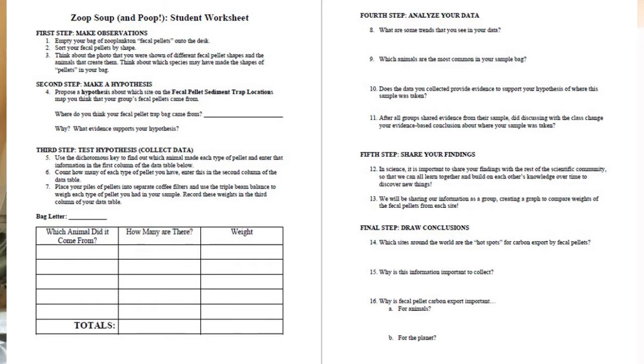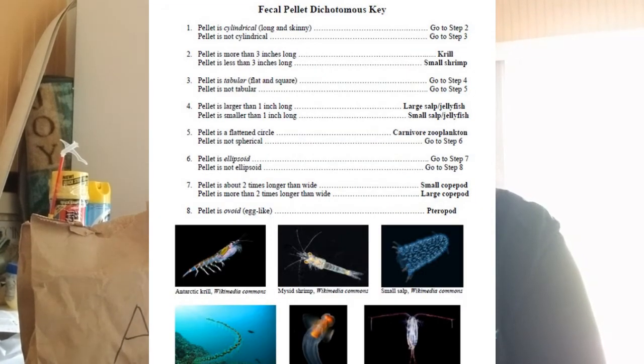There's a variety of questions to guide them through the thinking process and to really drive home the structure of the scientific method. Then the students use a dichotomous key to identify the source species for each of the zooplankton fecal pellets that are in their bag. After they're all done, they compile all of their data, come together as a group, and talk about where they think each of the bags came from. They have a discussion about it before the teacher eventually reveals the correct answers for where each bag came from.